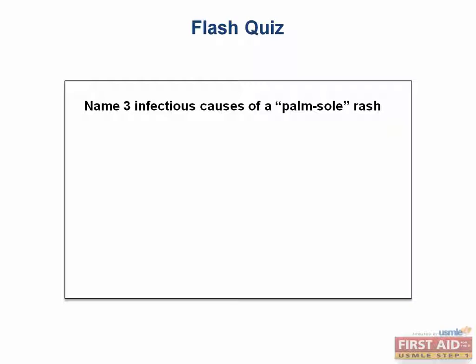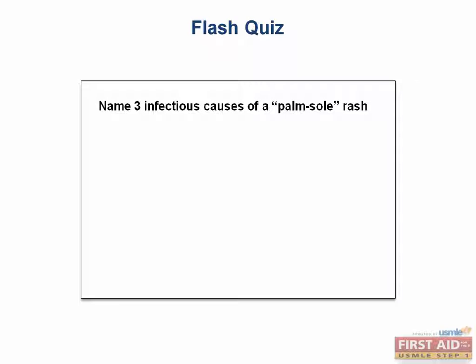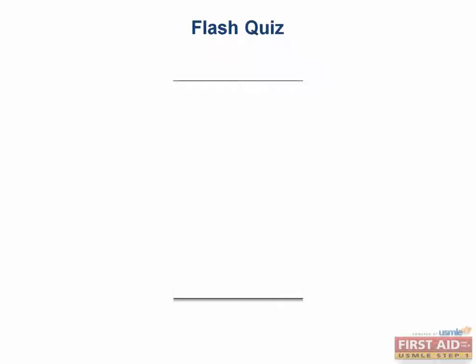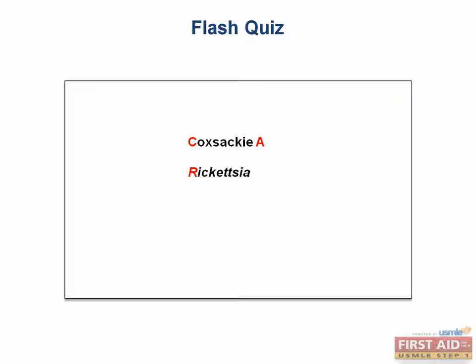Okay, last flash quiz of the day. Name 3 infectious causes of a palm sole rash. Remember, this is a very specific type of rash. And our answers are Coxsackie, which you'll discuss in the virology section, rickettsia, and syphilis.